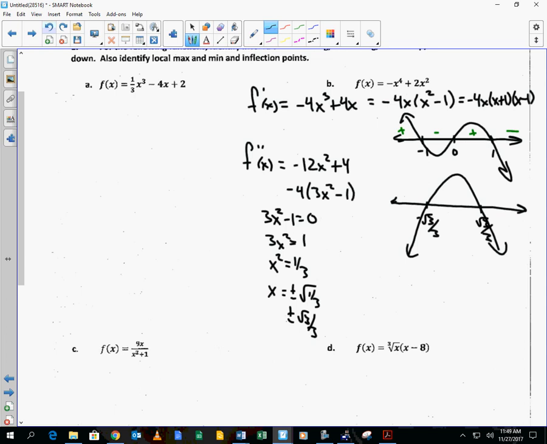All right, so negative root of 3 over 3, root of 3 over 3. So I've got negative, positive, negative, right? All right, show me you're smart. Increasing. When? Good. Decreasing. When? Good.